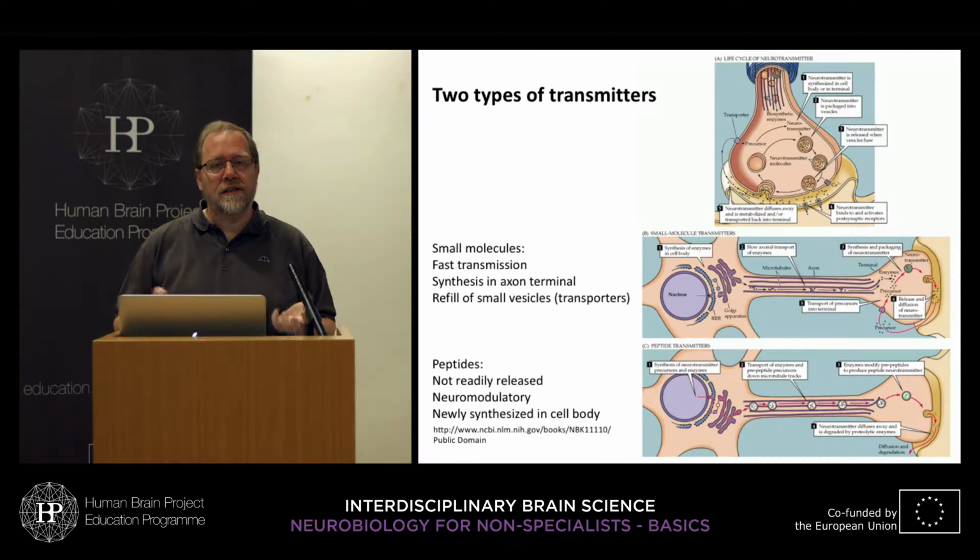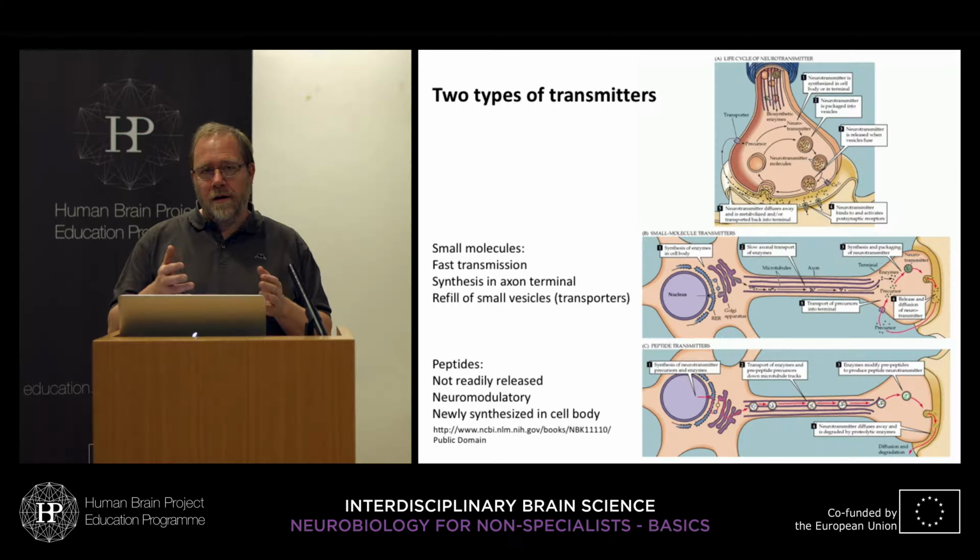So the synthesis starts basically in the nucleus with the transcription of an mRNA. This mRNA is then translated into a pre-pro hormone or a pre-pro neuropeptide during the synthesis in the ribosomes. These newly formed proteins are delivered into the endoplasmic reticulum.